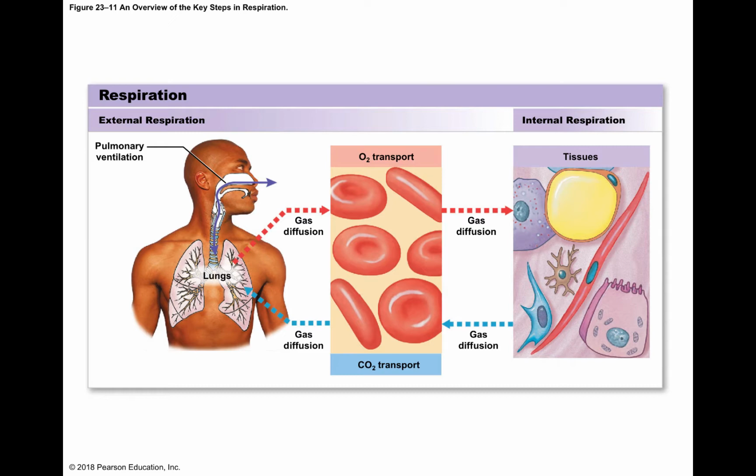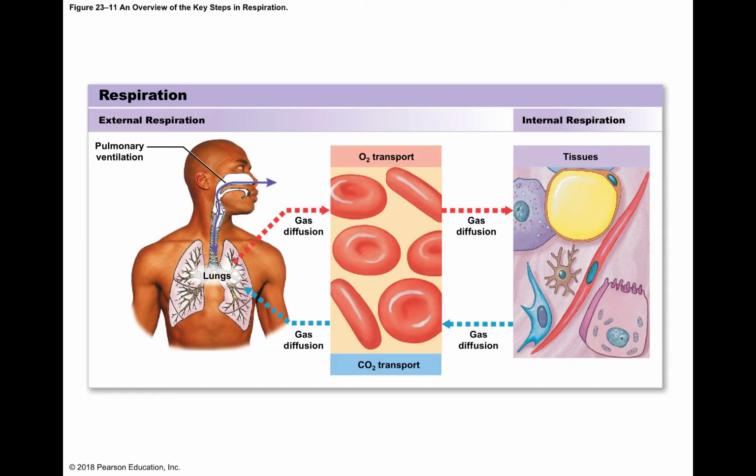Now we've got to get rid of that carbon dioxide. Your body thinks that carbon dioxide is an acid. It does not like carbon dioxide. It has to get rid of it. So that carbon dioxide will diffuse into the blood, get transported back to the lungs, diffuse into the alveoli, and then you're going to breathe it out. So oxygen into the tissues, carbon dioxide out of the tissues. We're trying to get that oxygen and carbon dioxide moving in the right direction.